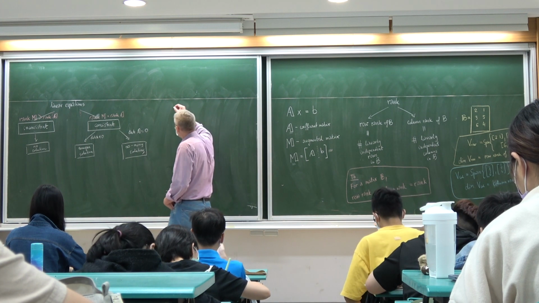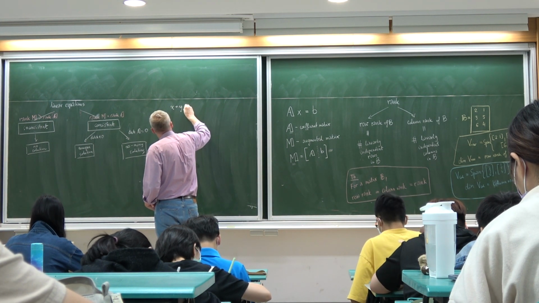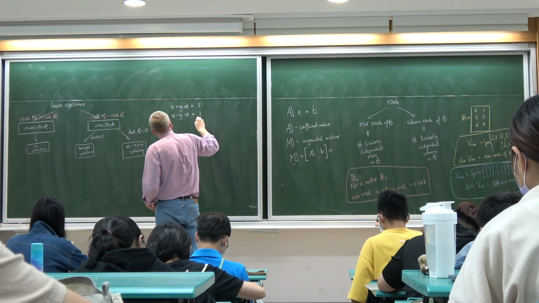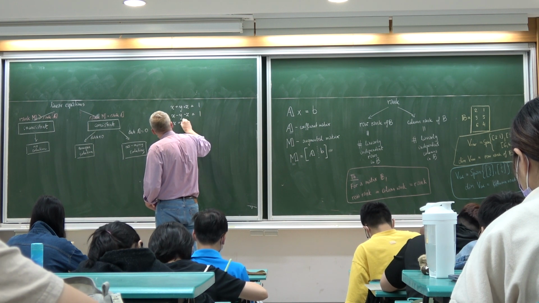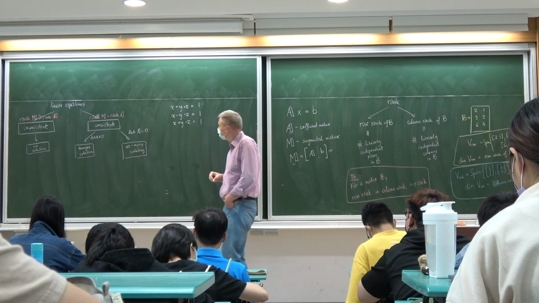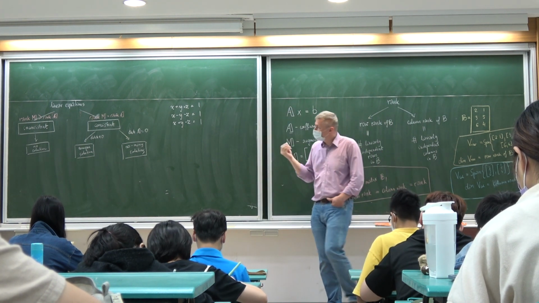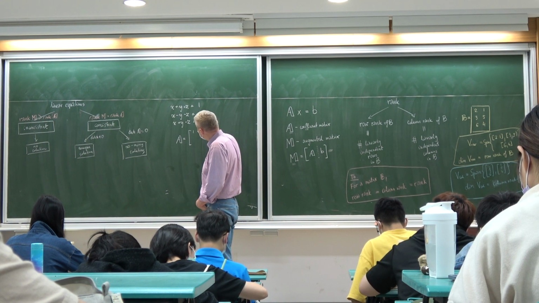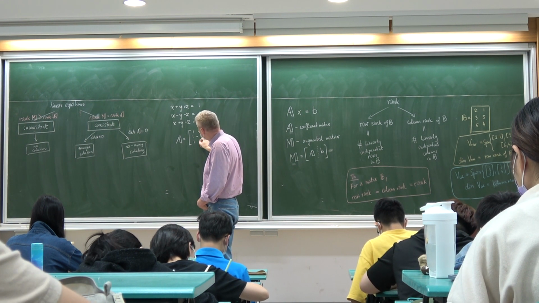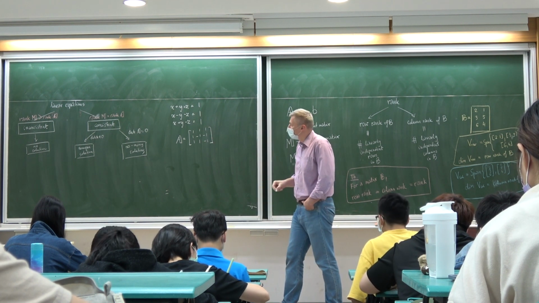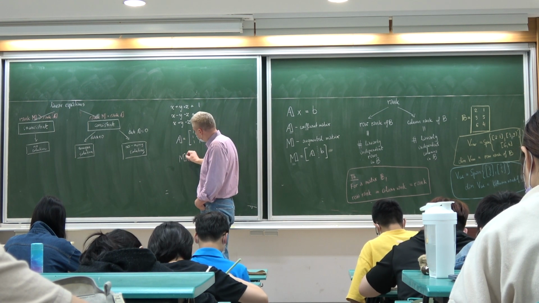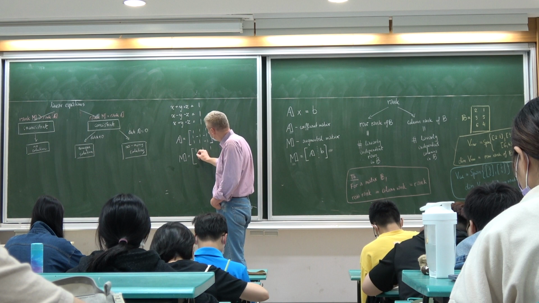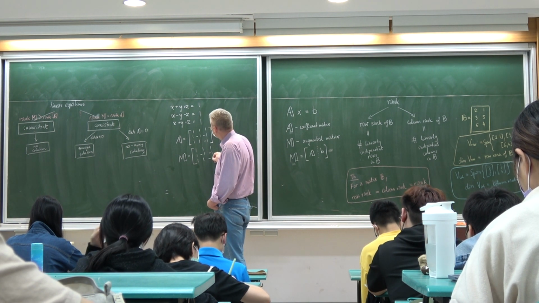Let us take, for example, the equations x plus y plus z equals 1, x minus y minus z equals 1, x plus y minus z equals 1. In this case, A is the matrix 1, 1, 1, 1, minus 1, minus 1, 1, 1, minus 1. M is the matrix 1, 1, 1, 1, minus 1, minus 1, 1, 1, minus 1, 1, 1, 1.